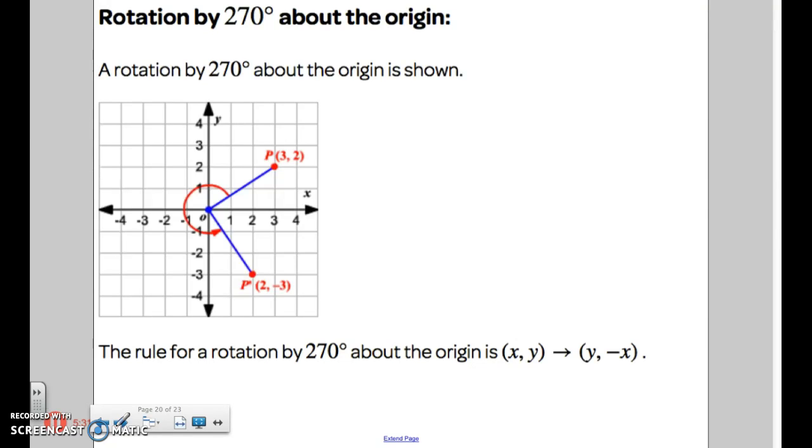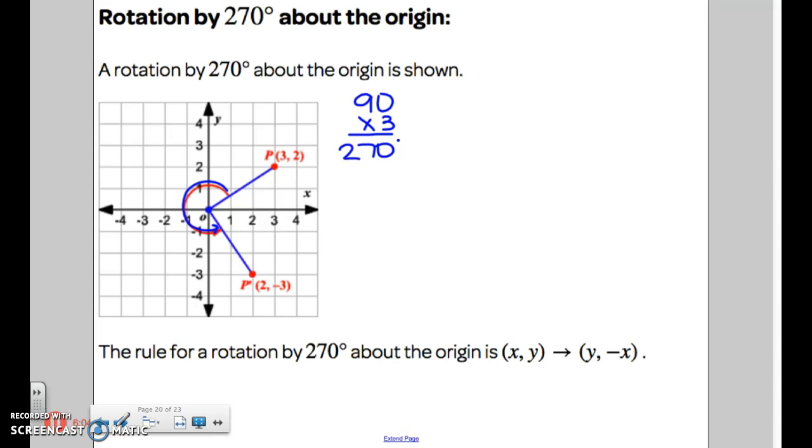Now we have a rotation of 270 degrees. Again, remember, a complete rotation is 360 degrees. If I have 4 quadrants, 360 divided by 4 would be 90. So if I'm moving 1, 2, 3 quadrants, that's really 90 times 3, which would give me the 270-degree rotation. I can still flip-flop and then look at my final resting place.